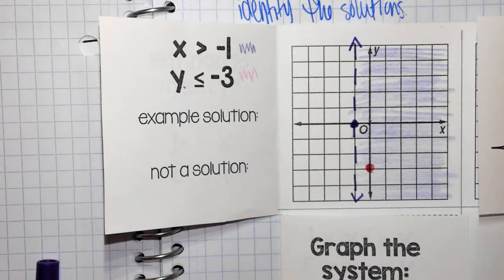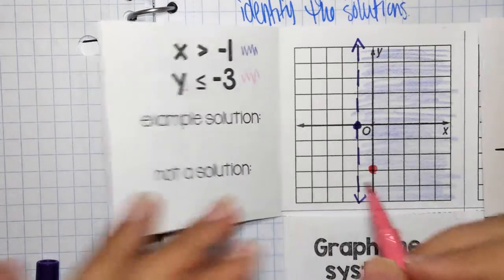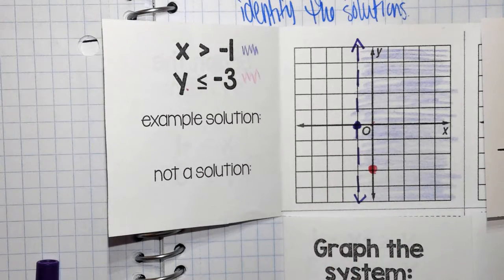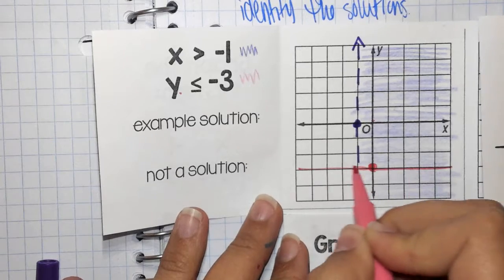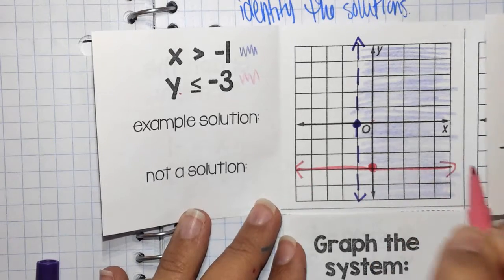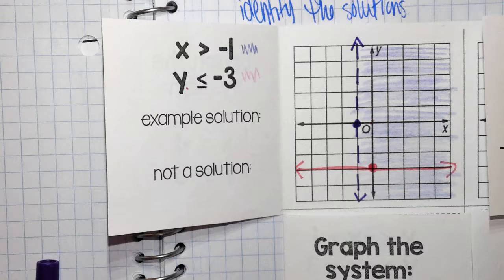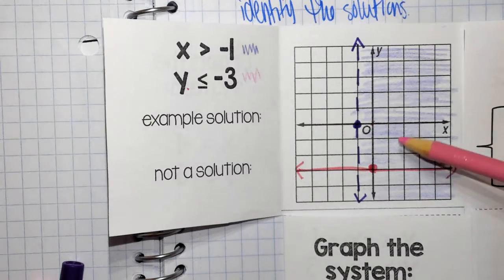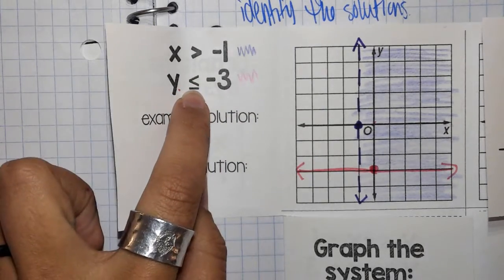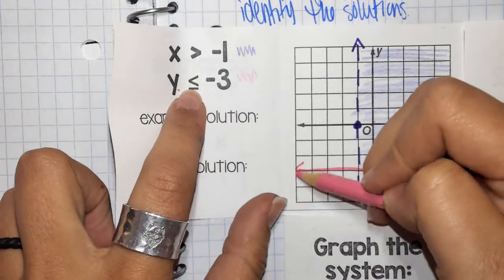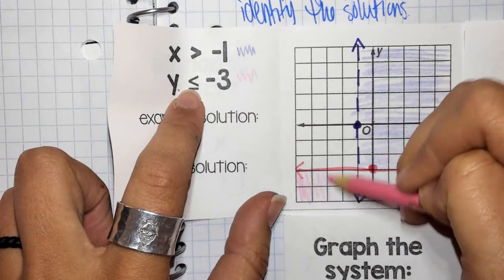It does go this way. What kind of line is that called? Horizontal, yeah. And is it going to be solid or dashed? Solid, because there's a line under it. Good. Now, are we going to shade above or below? It's less than negative 3. Below. Less than is below.